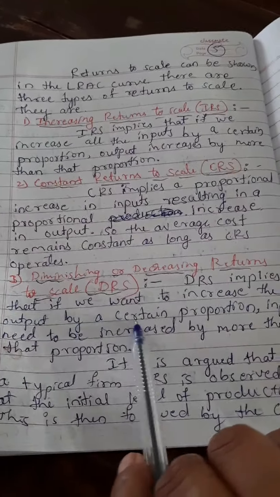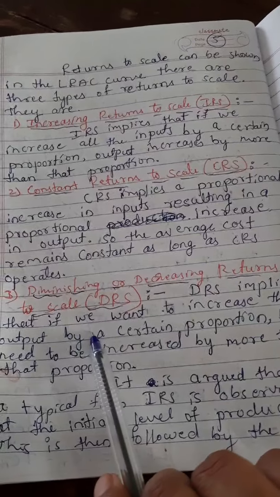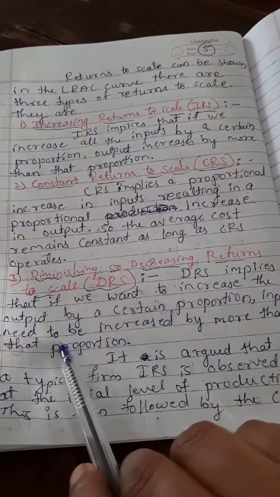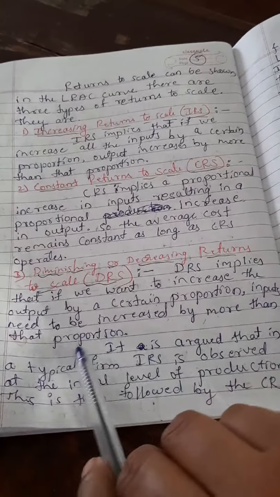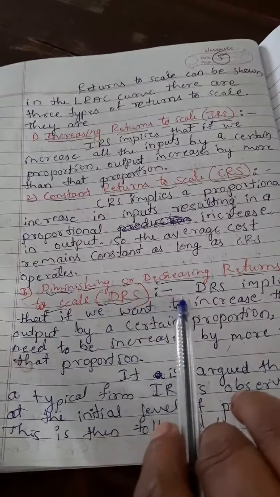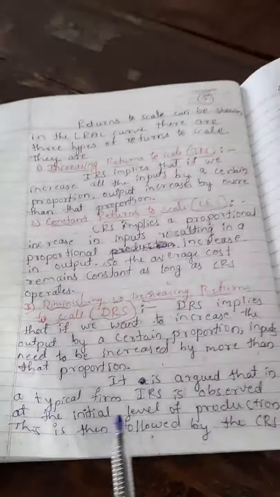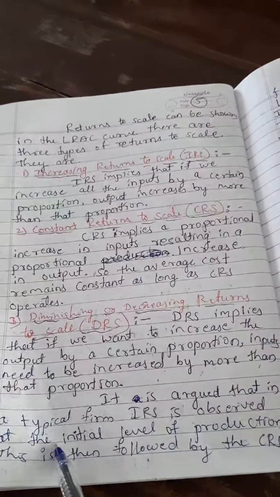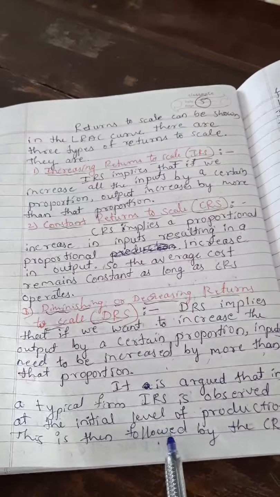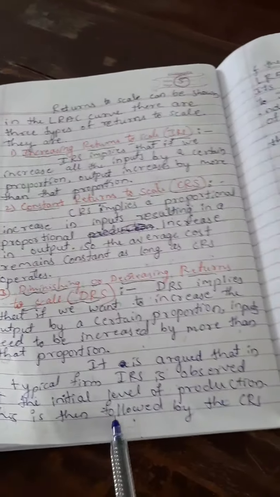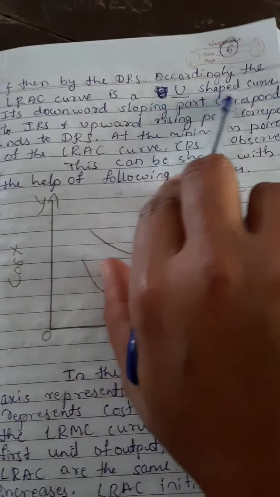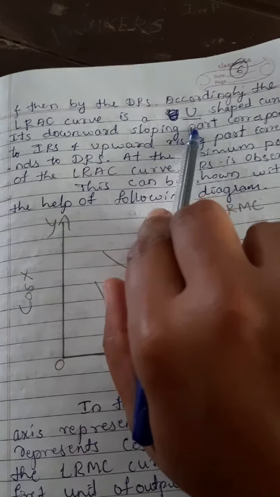Or another one, the third one, diminishing or decreasing returns to scale, DRS. DRS implies that if we want to increase the output by a certain proportion, input needs to be increased by more than the proportion. That is known as the decreasing returns to scale or diminishing returns to scale here. It is argued that in the typical firm, IRS is observed at the initial level of production. This is then followed by the CRS and then by the DRS. Accordingly, the LRAC curve is a U-shaped curve.